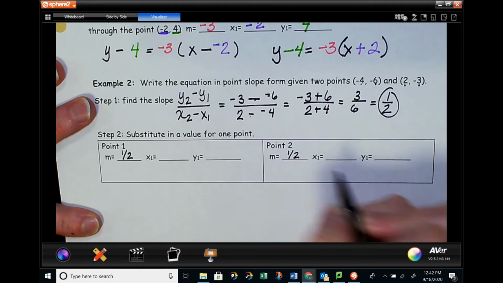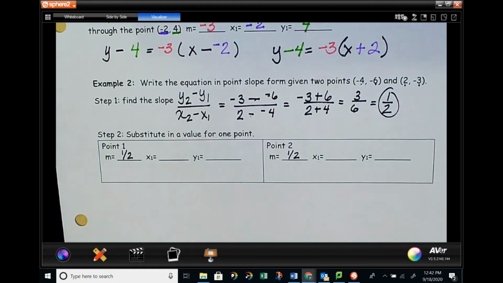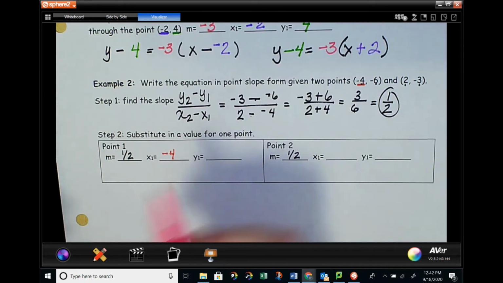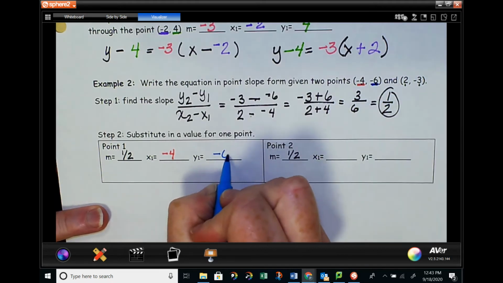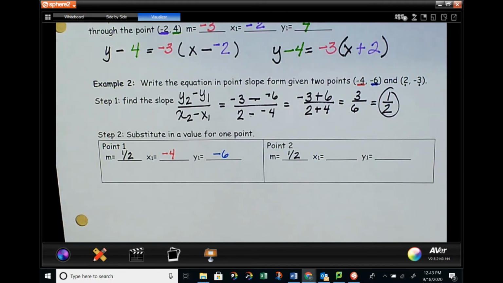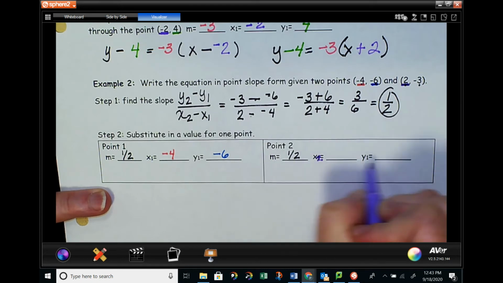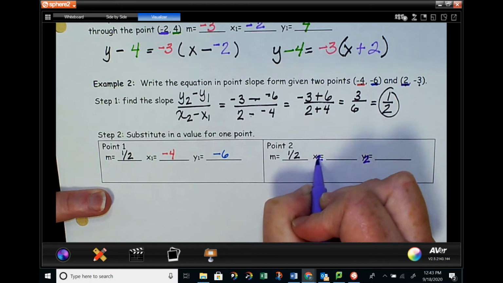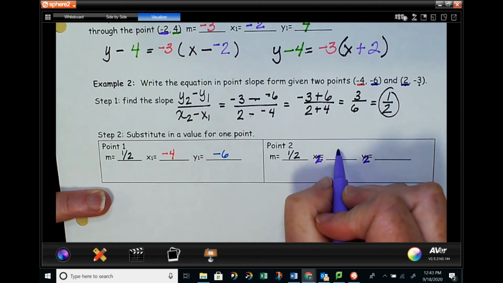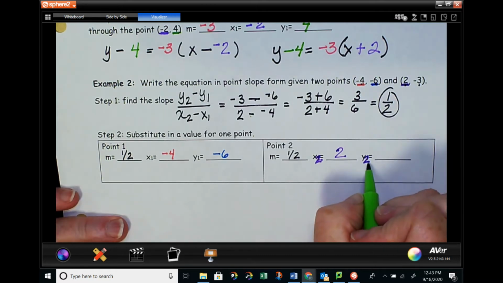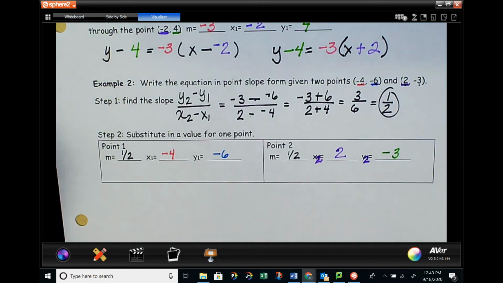My slope is 1/2, so I plug that in. Then I'm going to use my points. Here's x1, that's -4. Here is y2. Here's y1, that's -6. So again, I'm going to write in my points. Here's x2. This should be a 2, not a 1. That's a typo, sorry, guys. So x2 is 2, and y2 is -3. I apologize for the typo.